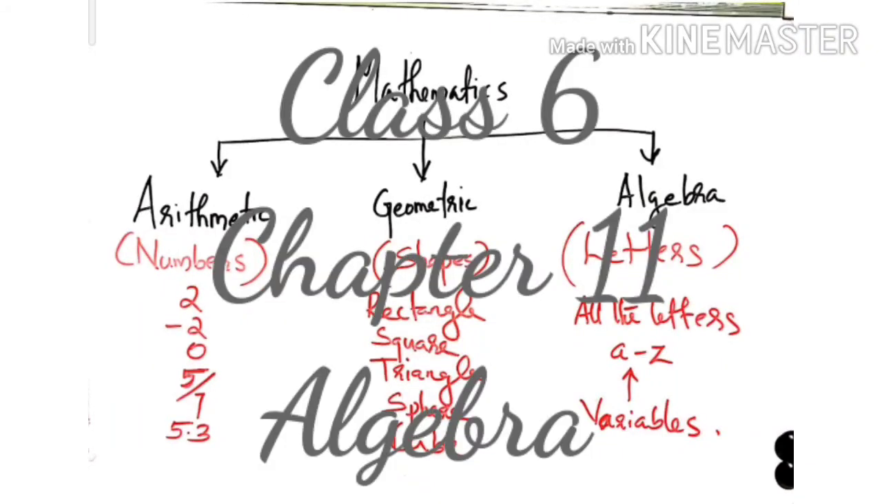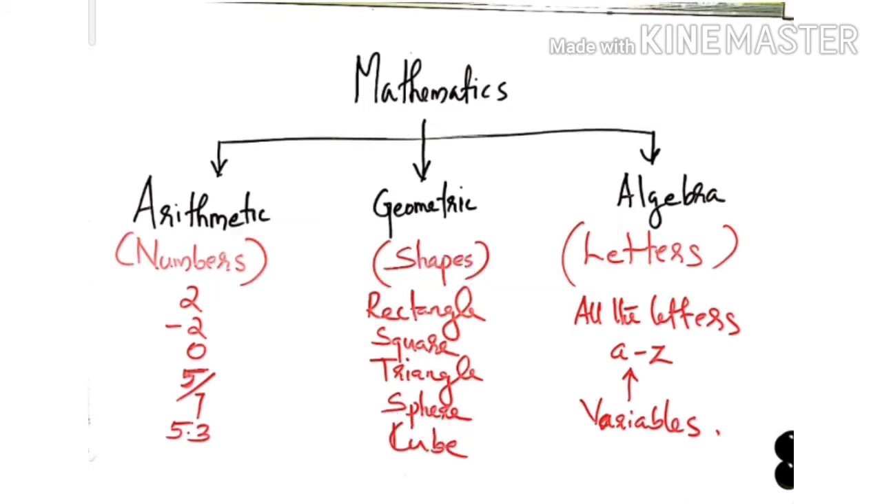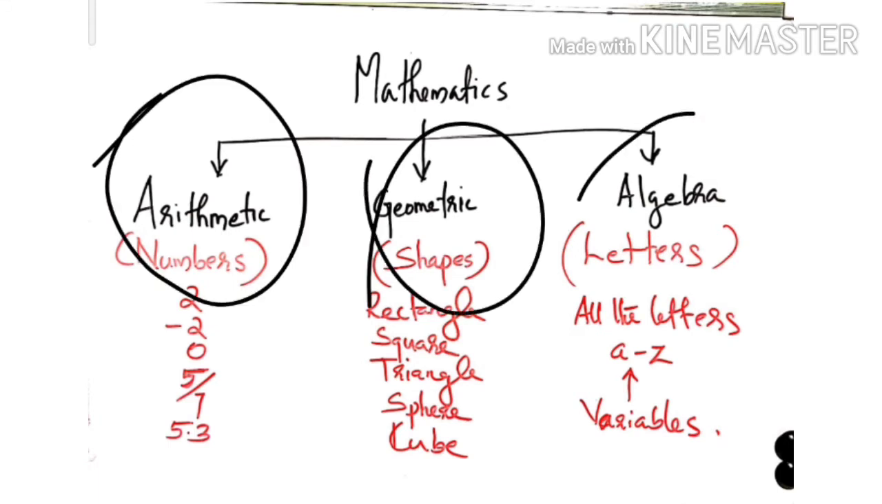This is chapter 11, Algebra. You can see here some branches of mathematics: arithmetic, geometric, algebra. These are the branches of mathematics. Now all the types of numbers, for example positive number 2, negative number -2, 0, fractions, decimal, all the types of numbers or dealing with these types of numbers comes under arithmetic.